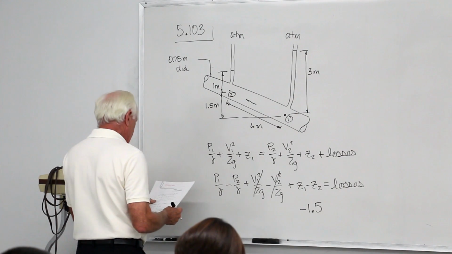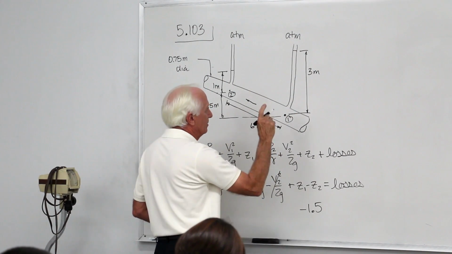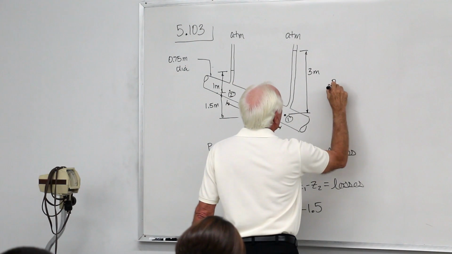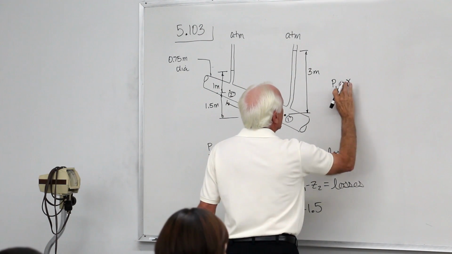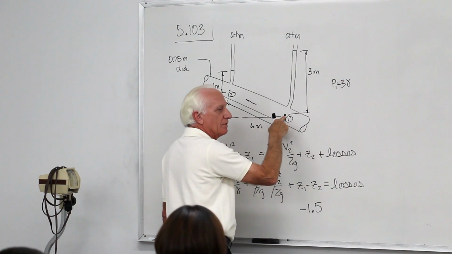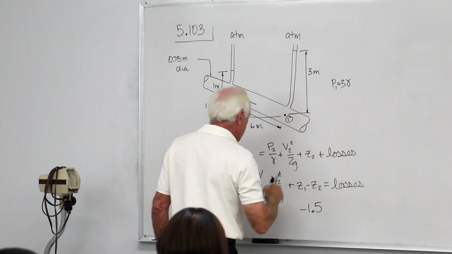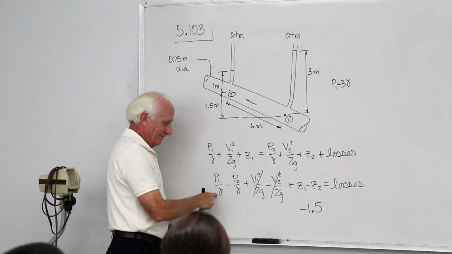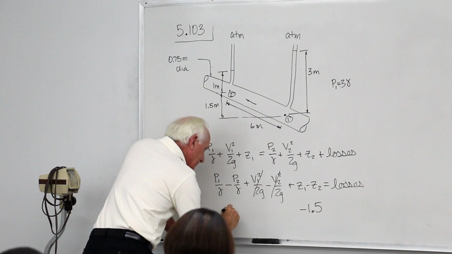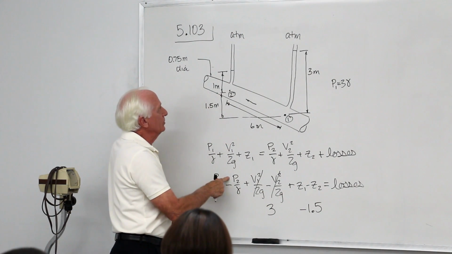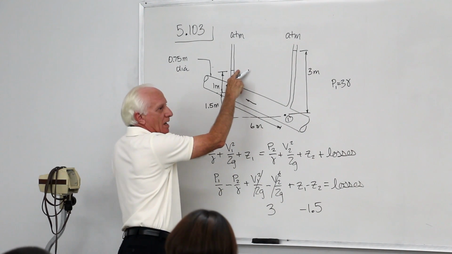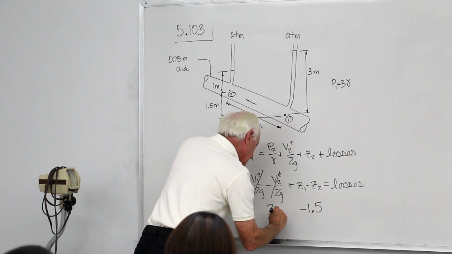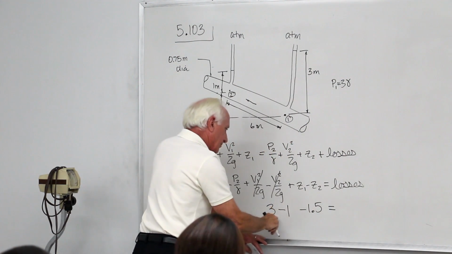Okay, P1 over gamma. Now remember how we get P1 from chapter 2. P1 is equal to gamma of the fluid times the height from where you are to the free surface. That guy is 3, so take 3 gamma divided by gamma, and you get 3, minus P2. P2 is gamma times 1. 1 times gamma, divide by gamma. 1. So 3 minus 1, minus 1.5, 3 minus 2.5.